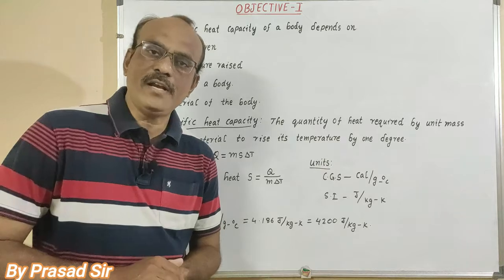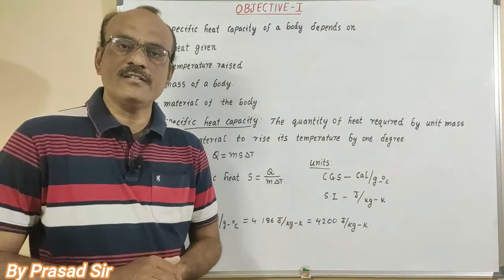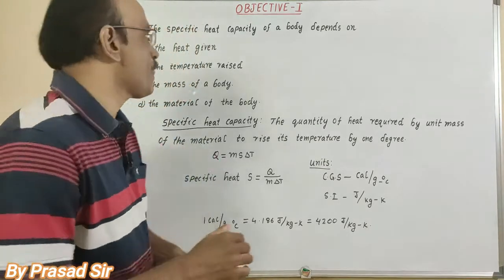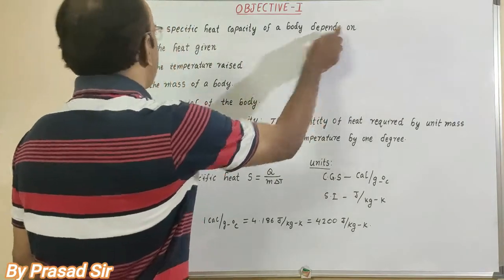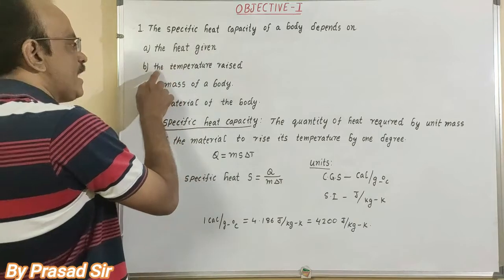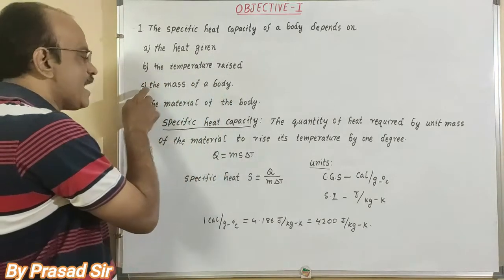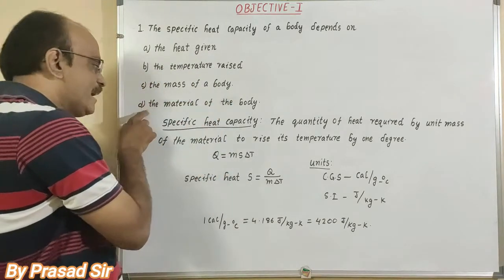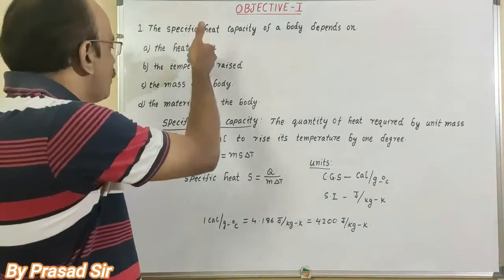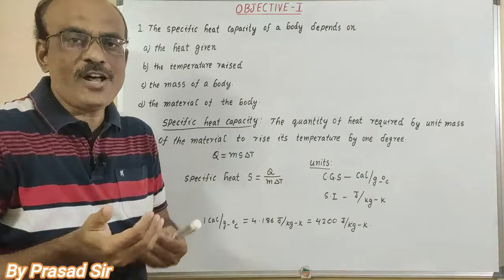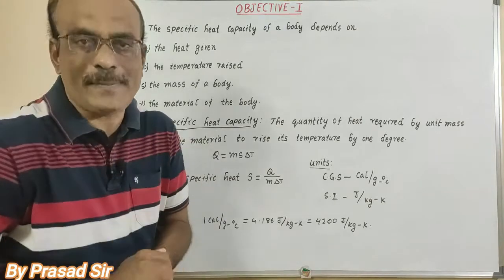Here in calorimetry, objective number 1, question number 1. The specific heat capacity of a body depends on: A, the heat given; B, the temperature raised; C, the mass of the body; and D, the material of the body. So which one is the correct option among all the four? First of all, what is meant by the specific heat capacity?